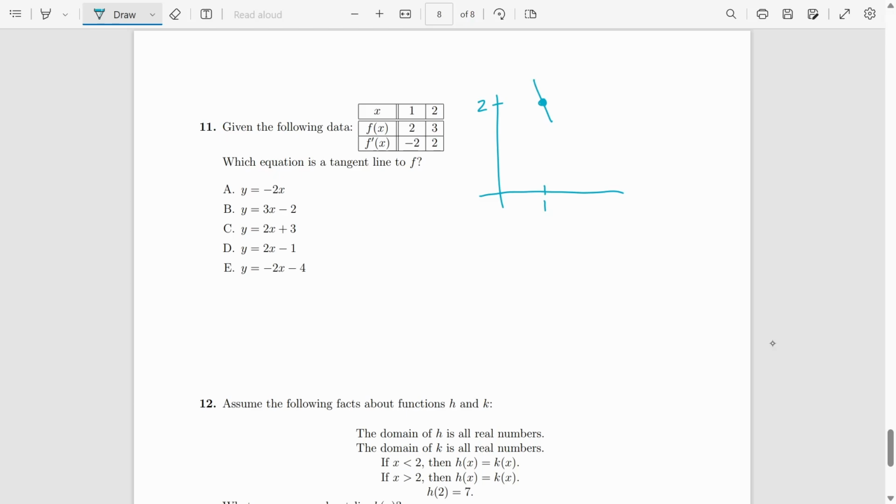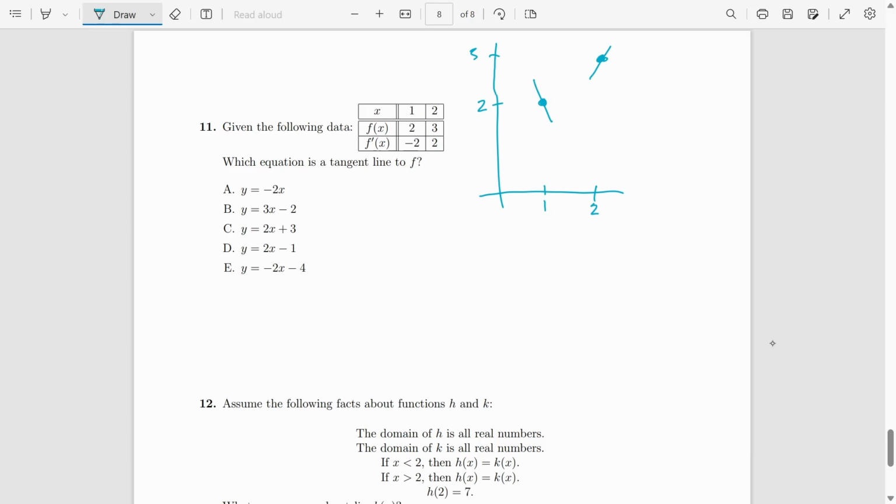And then same thing for the second one. When x equals 2, f of x equals 3, which is up there. And then its slope is 2, so same steepness, just in the other direction. And it wants us to find which one of these equations is equal to one of these. You could just brute force it, plug in a 1, plug in a 2, and see if it equals one of those points. But that also doesn't take into account the derivative.